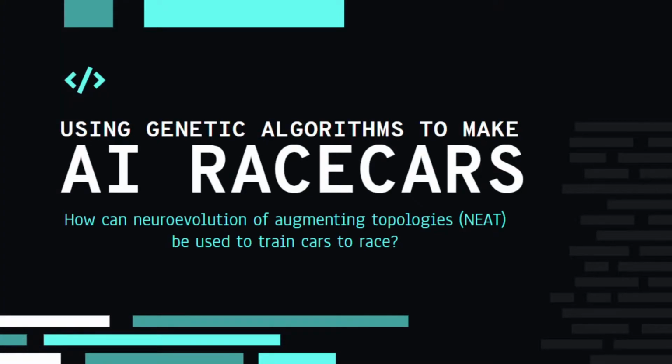Hi, my name is Krisha Basar, and I will be talking about my project, which is about using genetic algorithms to make AI race cars. So how can neuroevolution of augmenting topologies, which is just a type of genetic algorithm, be used to train cars to race?